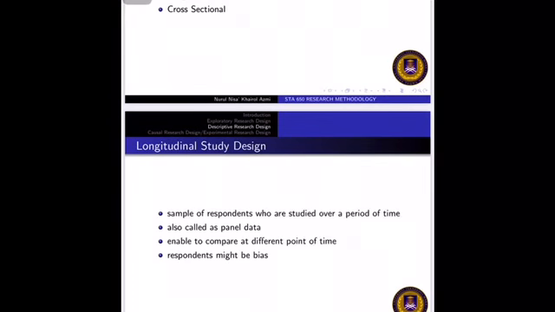Okay, longitudinal study design, a sample of respondents who are studied over a period of time. Okay, we also call longitudinal study design a panel data. Okay, if you collect data, you have a variable, and then it is collected repeatedly over time. So that is a longitudinal study design. Okay, so with a longitudinal study design you are able to compare at different points of time.